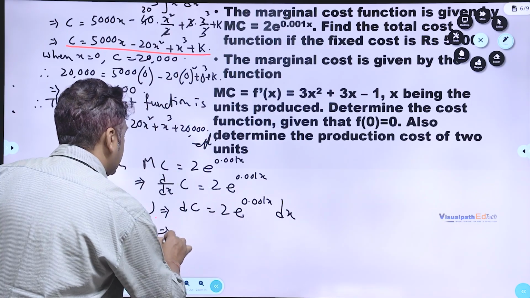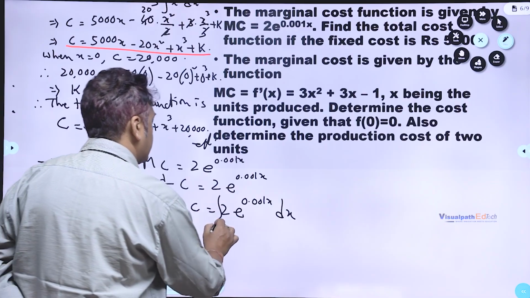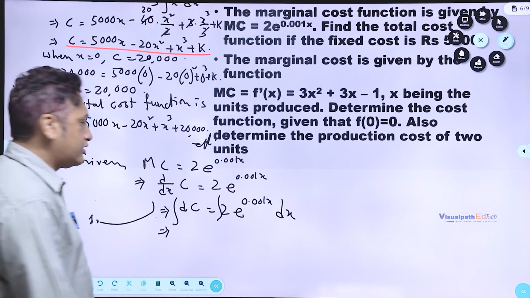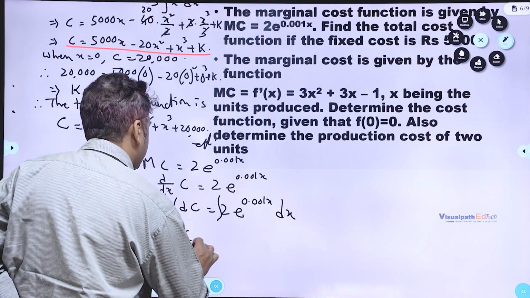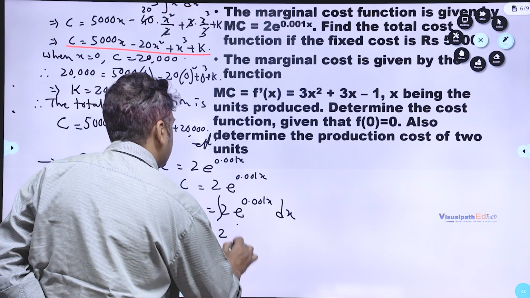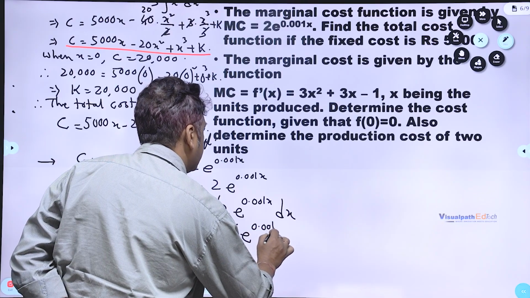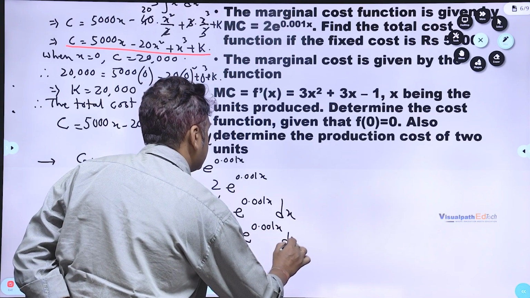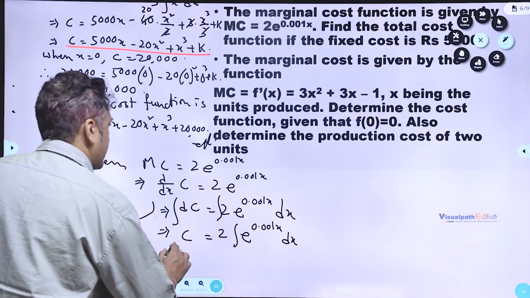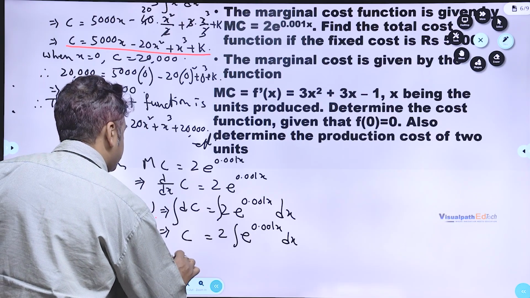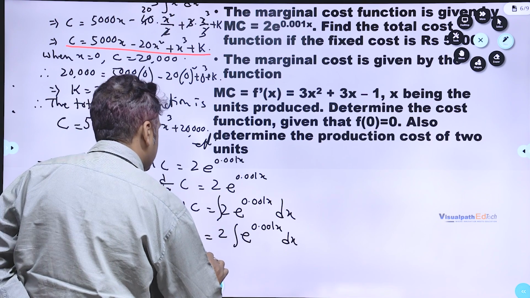Now we will take integration. So when we integrate, integration of dC is C, 2 into integration of e to the power 0.001x dx. Okay. So we will get C is equal to 2 into.